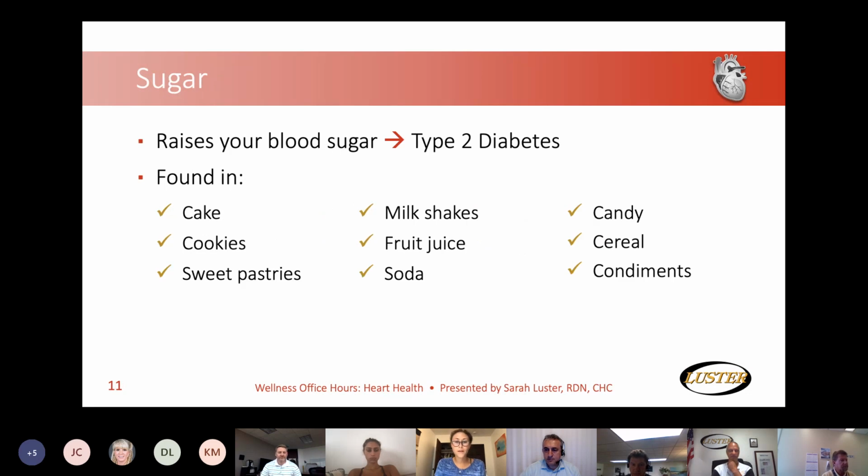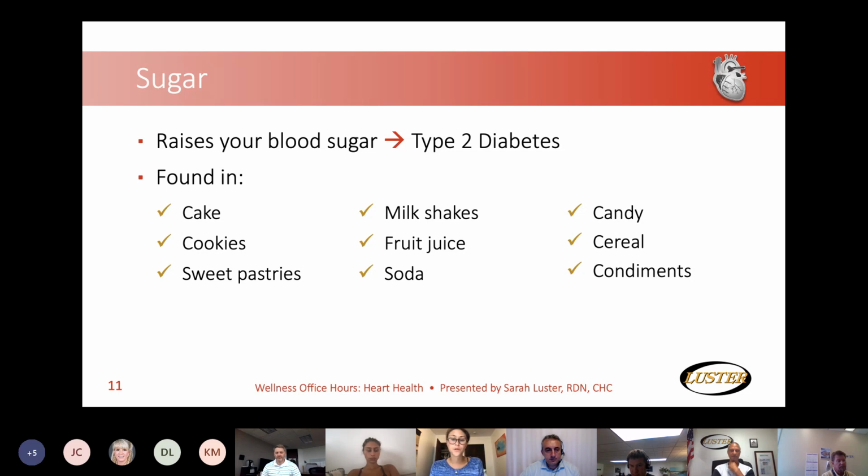And then sugar. If you overconsume it, and this is very simplified, it can raise your blood sugar. And if this happens consistently over time and you're just saturating your body with sugar, you could develop type 2 diabetes. And this, again, is a risk factor for heart disease. This is more straightforward, of course. Sugar is going to be in all your pastries, your desserts, milkshakes, fruit juice. Soda is really the big one.